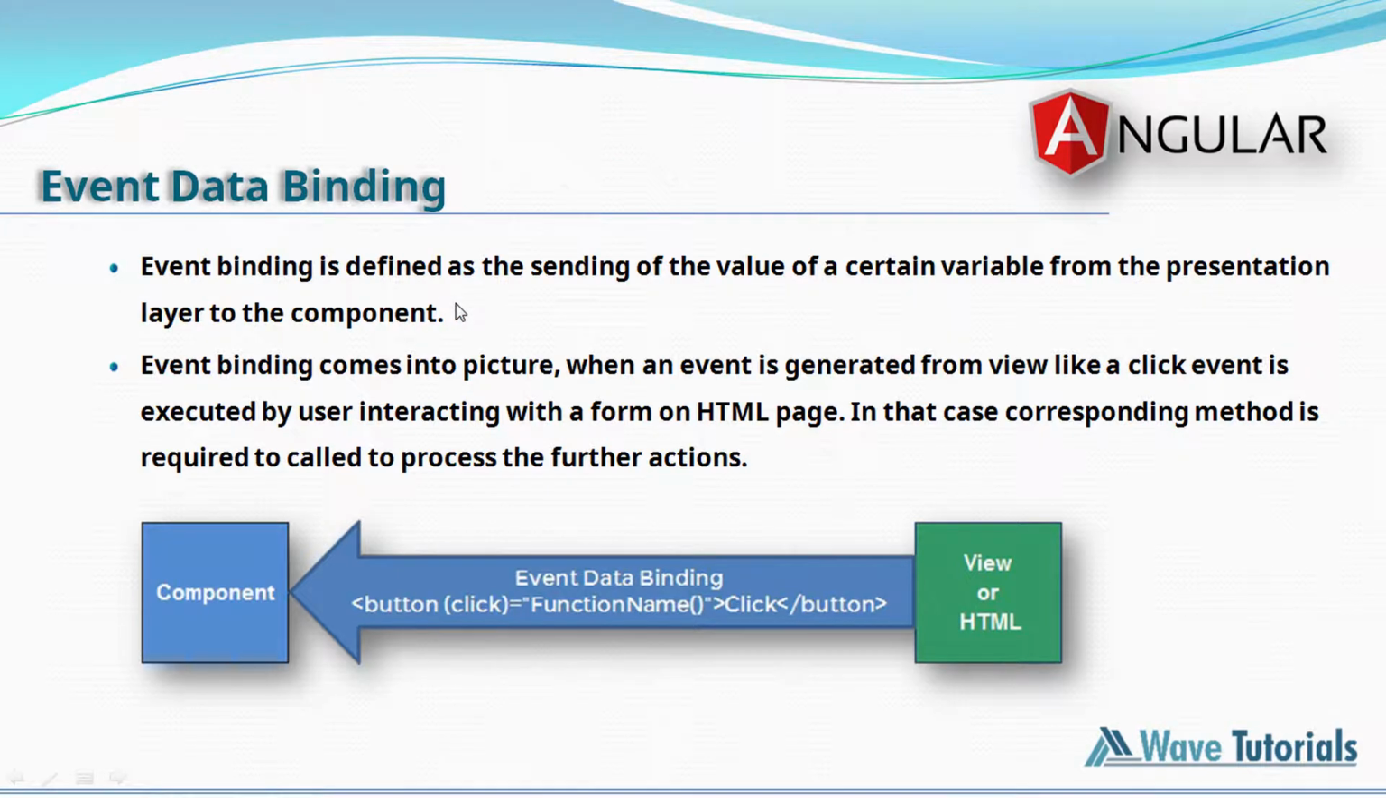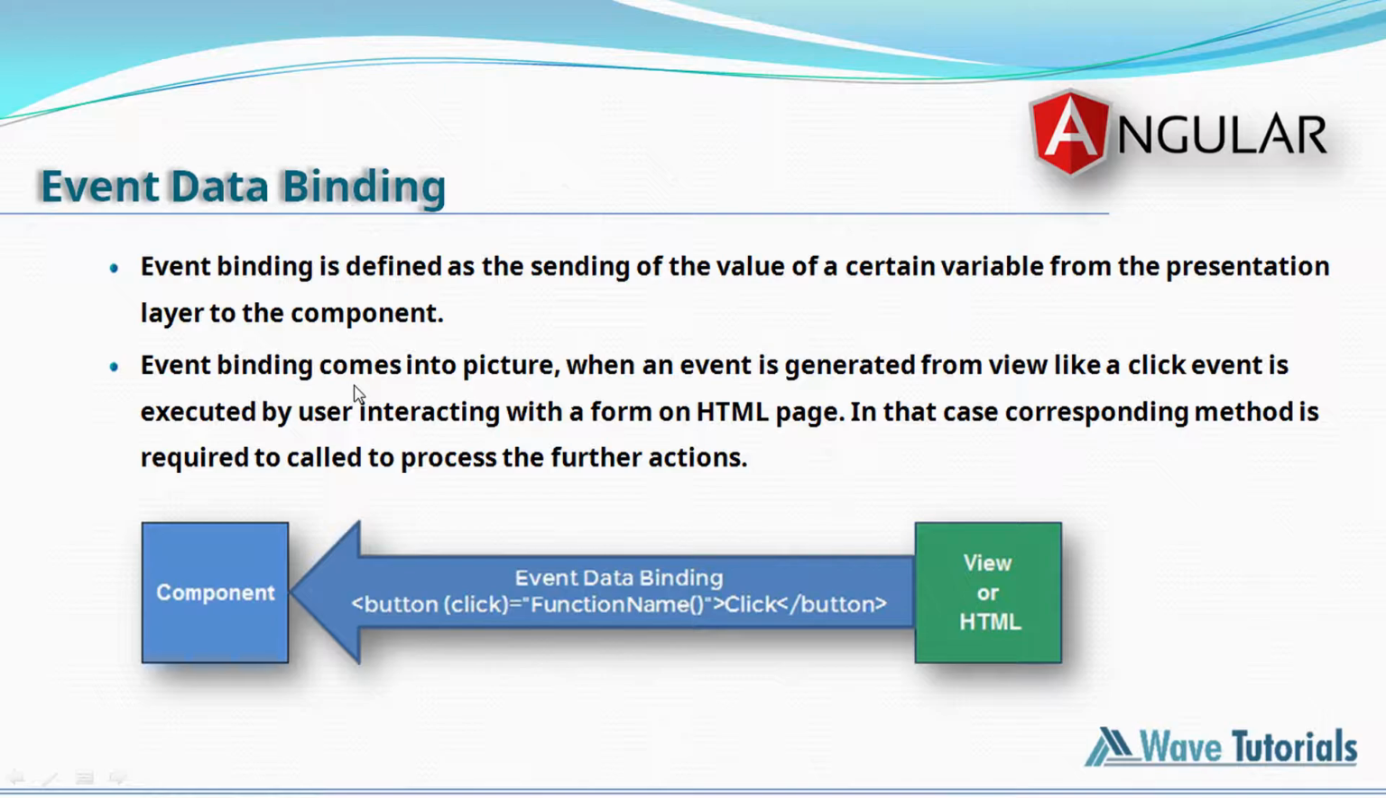Event binding is defined as sending of value of a certain variable from presentation layer to component. We already discussed in our previous videos with property binding and interpolation data binding that data travel from component to view, but here in event binding the data travel from HTML to component. This is also a one-way data binding.